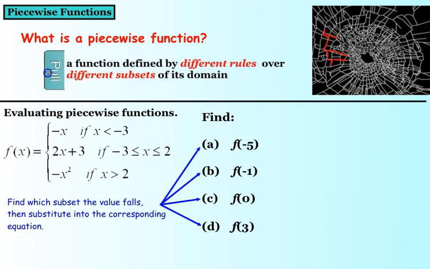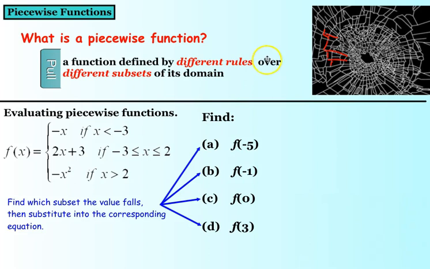So for the definition, what is a piecewise function? It's a function defined by different rules over different subsets of its domain. Those two terms there in red: different rules over different subsets of its domain. If you look below, a piecewise function looks like this big guy right here. f of x equals, and you've got these 3 lines after that bracket. So again, we've got rules and we've got subsets.